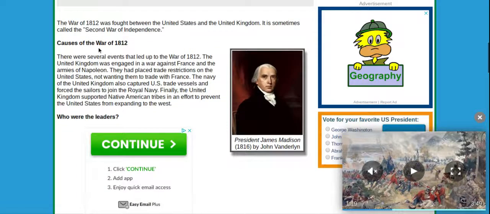It says causes of the War of 1812. There were several events that led up to the War of 1812. The United Kingdom was engaged in a war against France and the armies of Napoleon. They had placed trade restrictions on the United States, not wanting them to trade with France. The Navy of the United Kingdom also captured U.S. trade vessels and forced the sailors to join the Royal Navy. Finally, the United Kingdom supported Native American tribes in an effort to prevent the United States from expanding west.